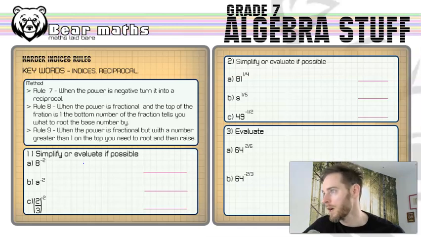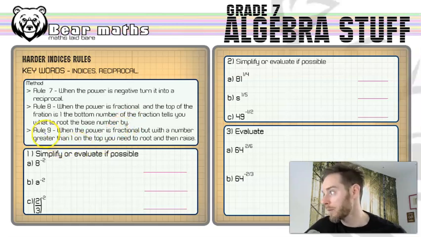Okay. If you feel like you need to watch the other video before you watch this one, it's in the number section like I said, and yeah, please do that. But this one, we're going to start with rule 7, and that says that when the power is negative, turn it into the reciprocal. Rule 8, which is question number 2: when the power is fractional and the top of the fraction is 1, the bottom number of the fraction tells you what to root the base number by. So it's basically just about rooting. Okay, square rooting, cube rooting, fourth rooting, etc.